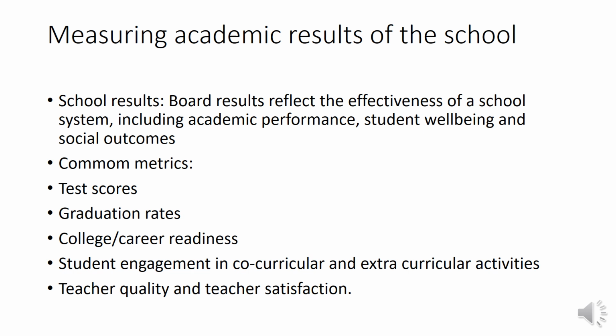How to measure academic results of the school? School results. Board results reflect the effectiveness of a school system, including academic performance, student well-being, and social outcomes. Let us see what the common metrics are. Test scores, graduation rates, college and career readiness, student engagement to co-curricular and extracurricular activities, teacher quality and teacher satisfaction.